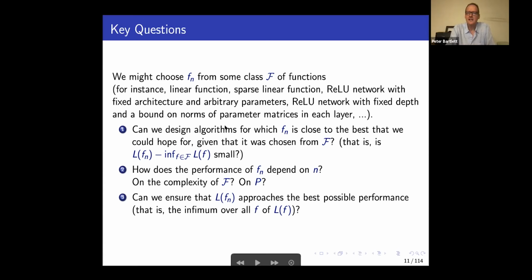A capital F is a class of functions, and there are a bunch of examples up here, right? It could be something parametric like linear functions, or a ReLU network with some fixed number of parameters, or it could be something non-parametric like a ReLU network with constraints on the size of the parameters, but not on the number of parameters, or some more abstract function space like classical smoothness classes, Sobolev spaces, and things of that sort, if you're familiar with those.